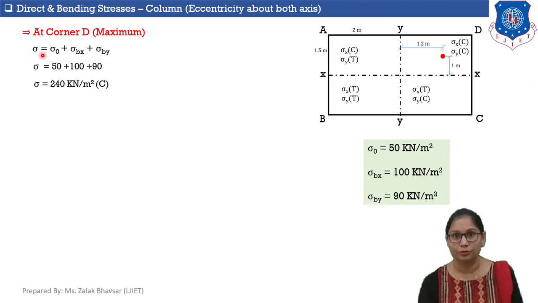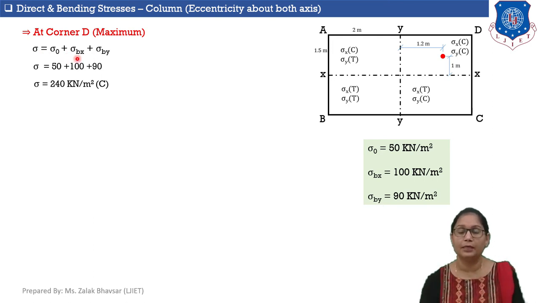Sigma D is equal to sigma 0 plus sigma Bx plus sigma By. Recall that we discussed in the previous session while formulating the equation. Here, by pushing this point, both the axes of the first quadrant will get compressed. So due to this eccentric load in the first quadrant, compressive bending stresses will be developed in both directions. That's why I am taking bending stresses developed in x and y both directions as positive.